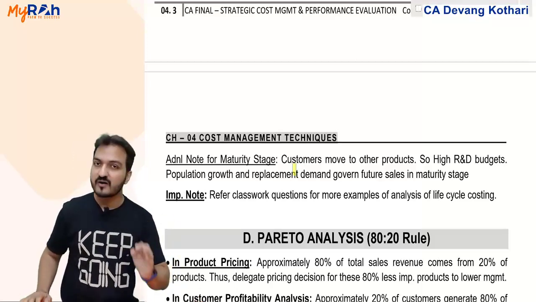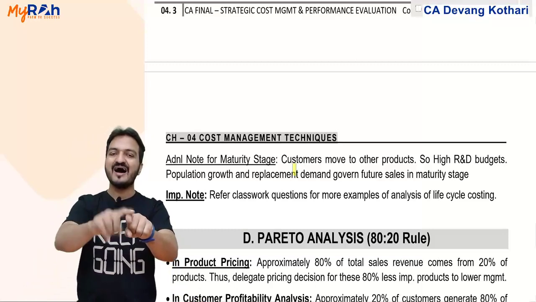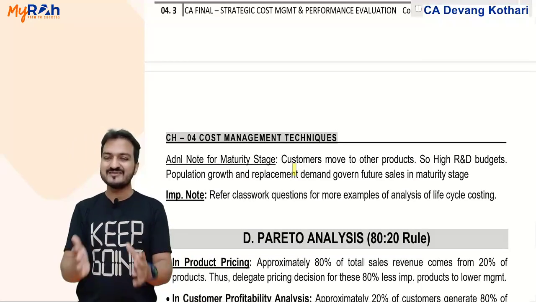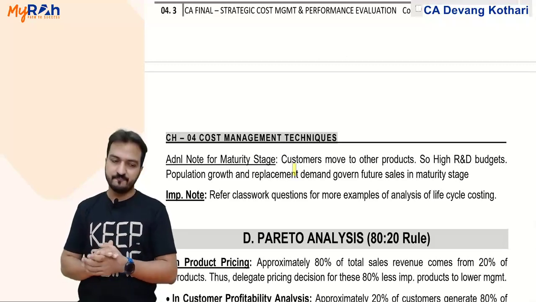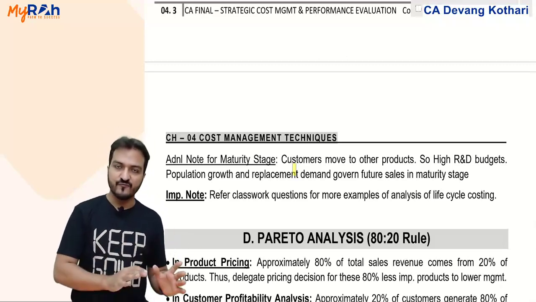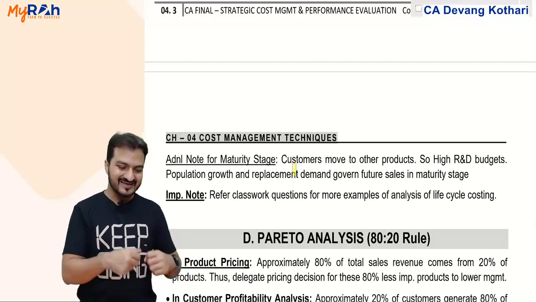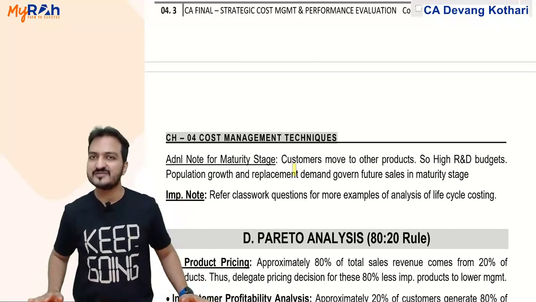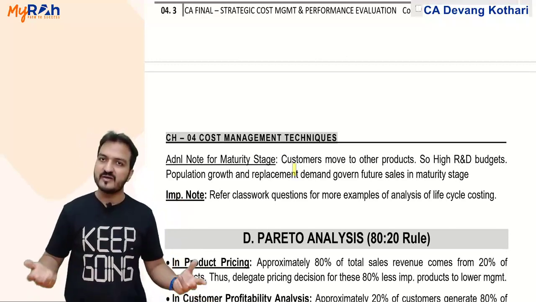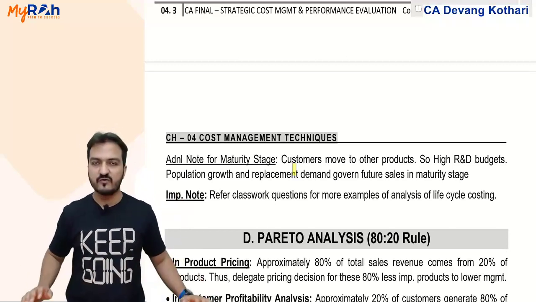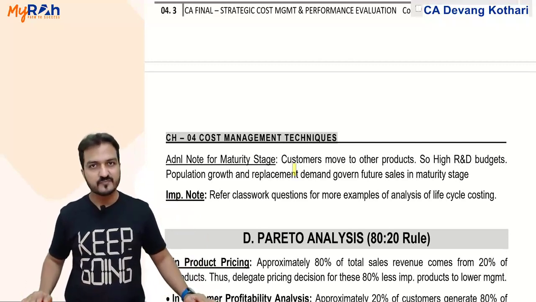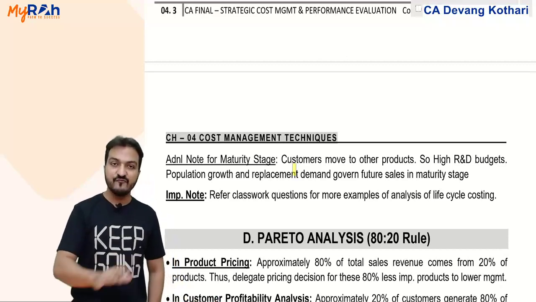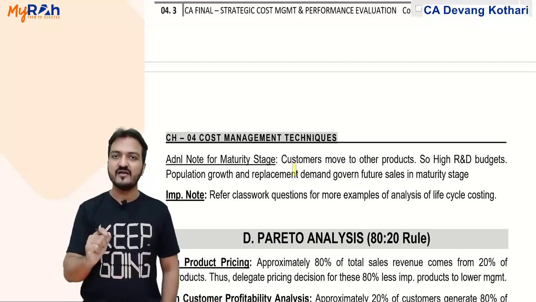Replacement demand means my existing customers are buying my product again to replace that same old product. I have an iPhone which is now old, so I sell off that iPhone and purchase a new iPhone. Same configuration, but I purchase a new phone just because I want to replace it. That replacement demand is the one which will affect the maturity stage. Done? Yes. Okay.